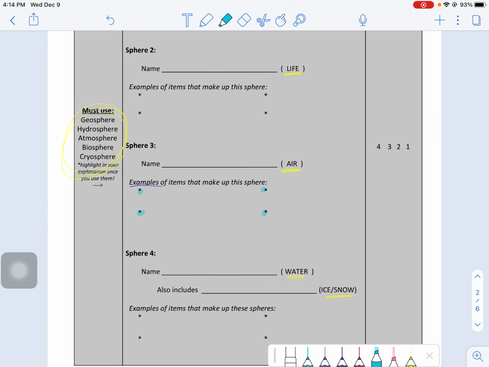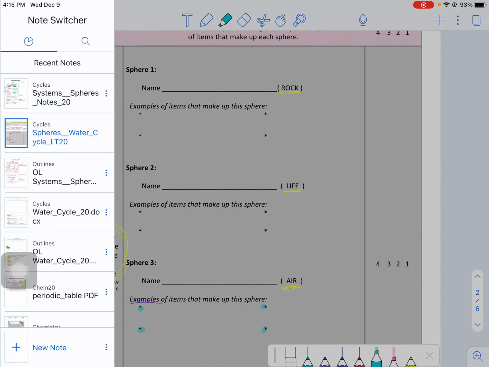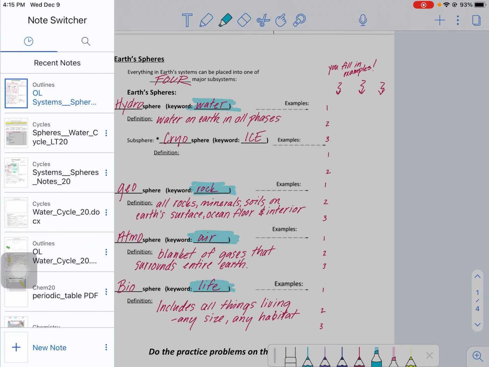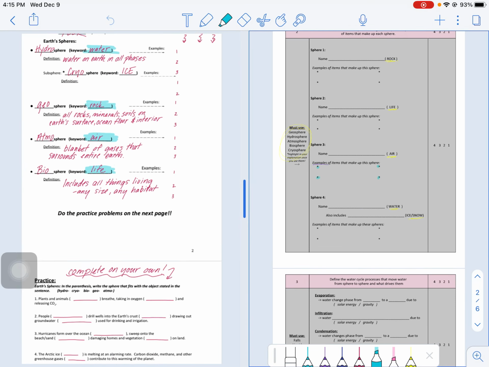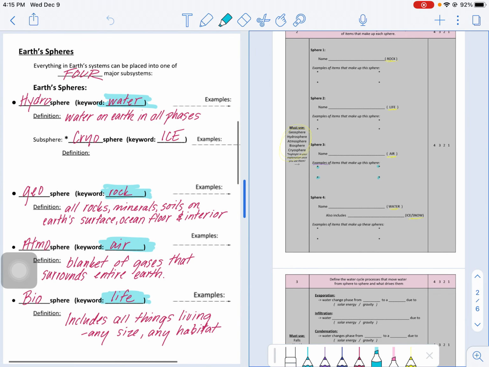I would think the easiest way would maybe be to list them out in words. However, you could certainly do pictures if that's your thing too. So again, we're doing this by looking at our notes. So we want to just do a quick recap here.